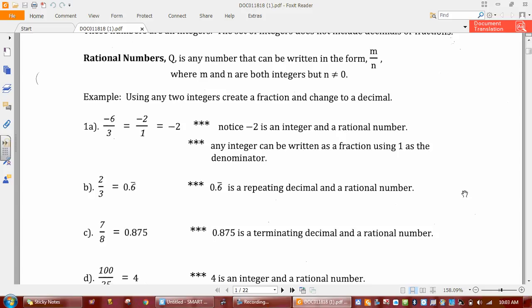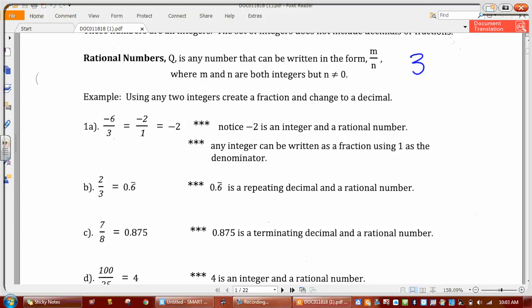Now, it says any 2 integers can create a fraction, and we can change fractions into decimals. For example, let's say I put up the number 3. Well, I can change the number 3 into a fraction by going 3 over 1. I can also change 3 into a decimal by going 3.0. So every number can be put into a fraction or a decimal as long as it's not an irrational number. Okay? All right, let's take a look at a few more examples.